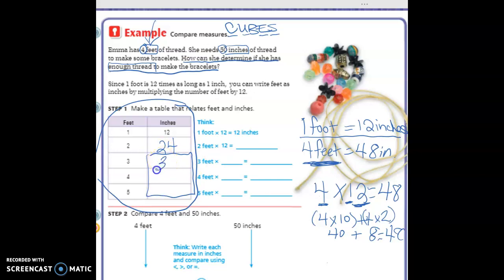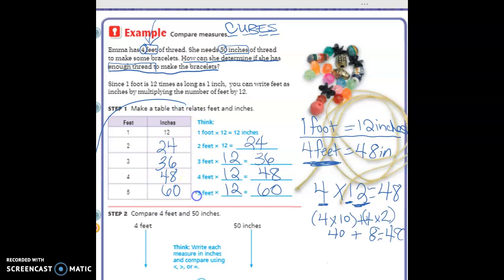You should have gotten 36, 48, and 60. Because over here, 2 feet times 12 is 24. 3 feet times 12 is 36. 4 feet times 12 is 48. And 5 feet times 12 is 60. Now, each time I want you to realize that it's just pretty much saying that you have 2 12-inch pieces. You have 3 12-inch pieces. You have 4 12-inch pieces and 5 12-inch pieces. So essentially it is 5 times 12.